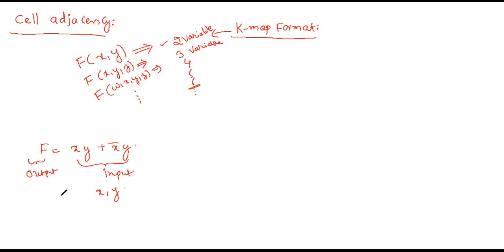If a function is like this, to simplify this expression, which K-map do we need to use? We need to use the three variable K-map because we have x, y, z, three variables. Okay, first coming to the two variable K-map.